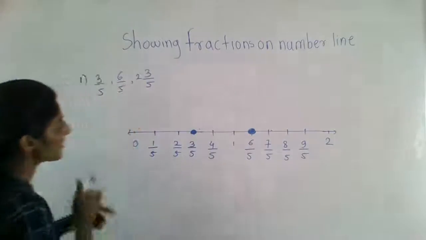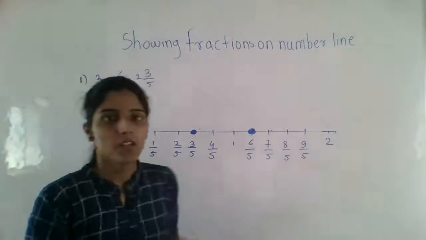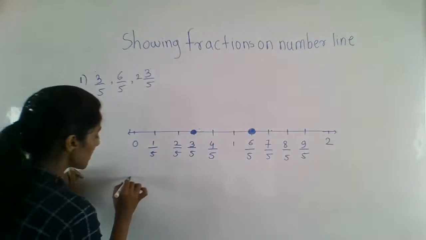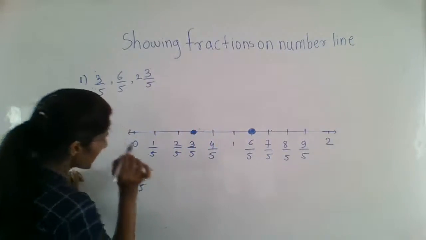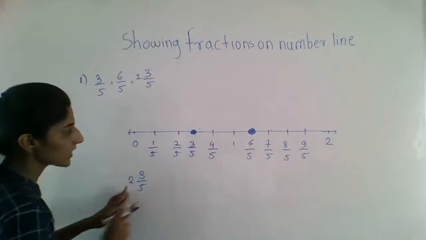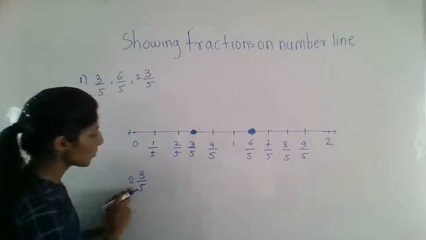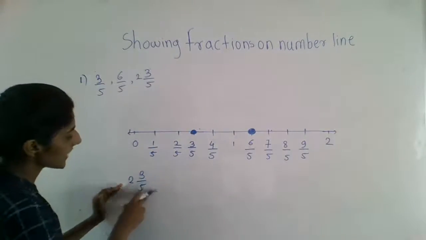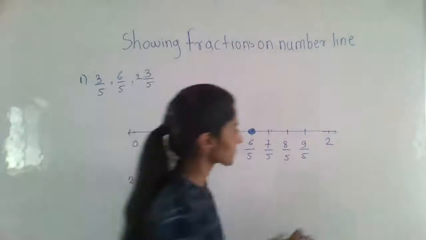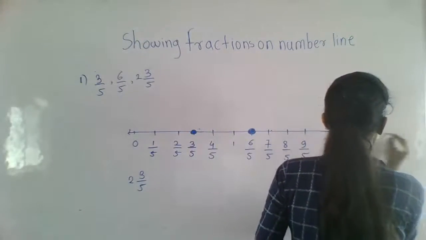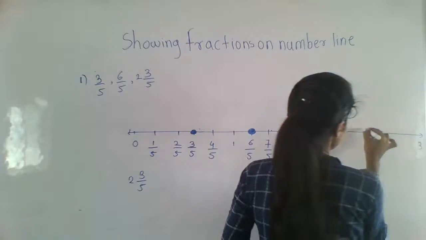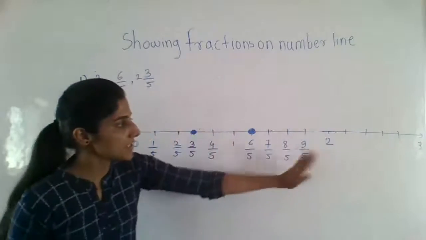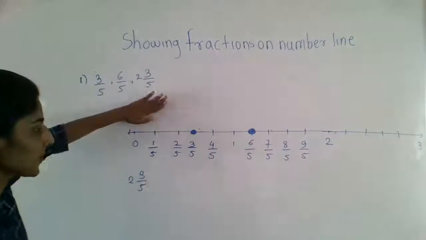Now we will represent 2 and 3/5. How can we represent 2 and 3/5? It is very easy. Let's see. Our number is 2 and 3/5. What is our number? 2. Now find the 2. Where is 2? This is 2. Now 2, then next is 3. So increase this number line because we have to again divide it into 1, 2, 3, 4, 5 equal parts.